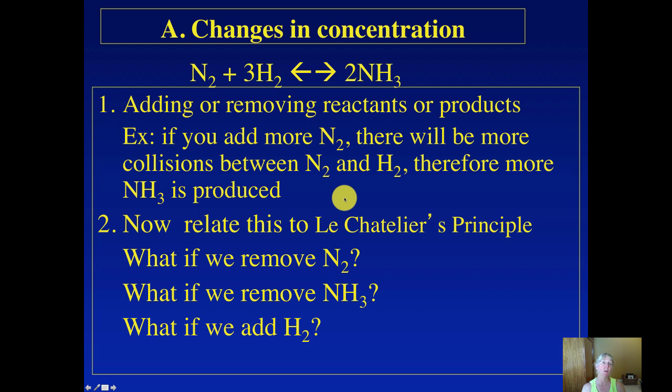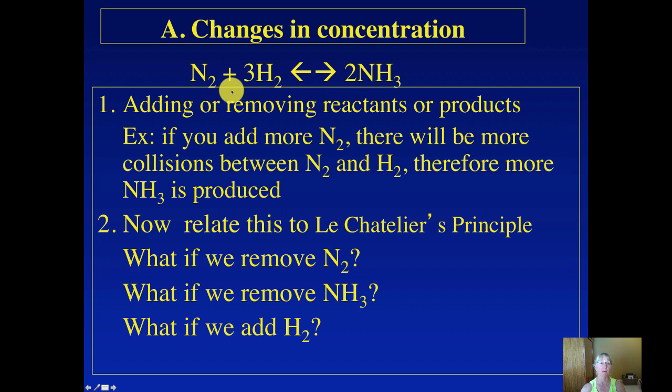What if you had removed N2 from the left-hand side? Adding to a side drives it to the opposite side. Remember, there's no side in the beaker. Both forward and reverse reactions are happening simultaneously, but we're going to pretend that you could just add to the left-hand reactant side or remove from that.